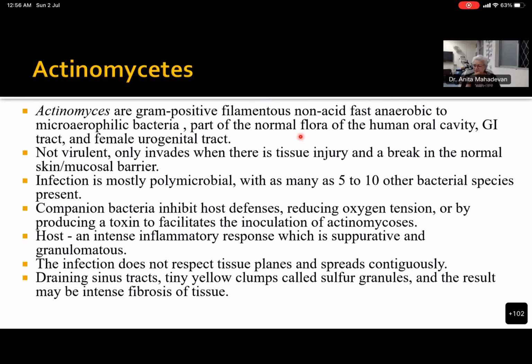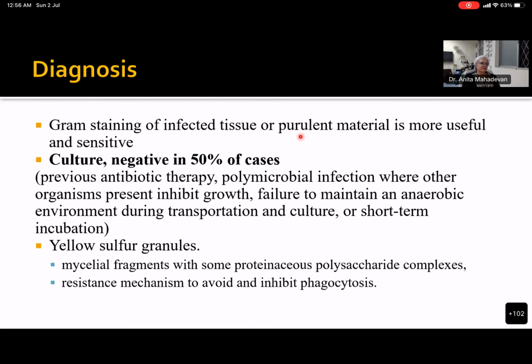They usually have intense fibrosis, like we saw in this particular case, and we do know that even when you culture these, unfortunately, 50% of the time it is culture negative. So it is your histopathology which will actually give the diagnosis. That's for several reasons, because you have a lot of polymicrobial infection. You have given previous antibiotic therapy. All right, so culture can be negative 50%. But it is important for you to pick those sulfur granules.